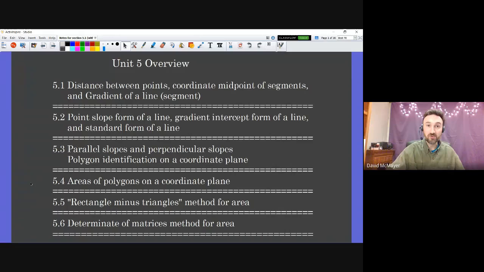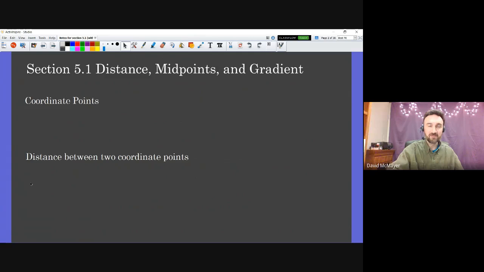We're starting Unit 5 of our year, and this unit is all about coordinate geometry. Today we'll be talking about section 5.1, which deals with distance between points, midpoints, and also gradients, which are like slopes of line segments. You can see here we've got a list of all 6 sections from Unit 5. Let's go ahead and get started.